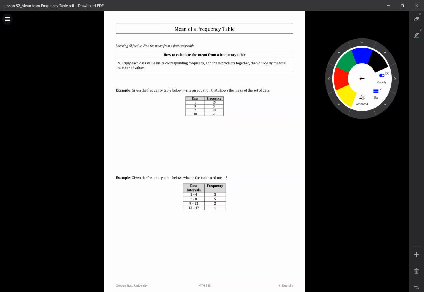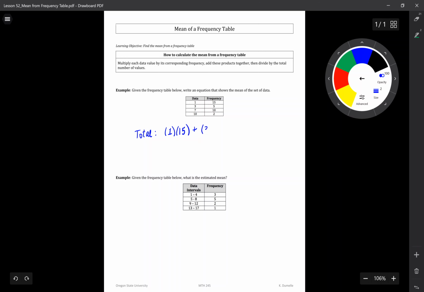In order to calculate the mean from a frequency table, I multiply each data value by its corresponding frequency. I add all of these products together, and then I divide by the total number of values. So I want to figure out the mean of this data set here. This point right here, 1 15, tells me that the data point 1 occurs 15 times. So what I do is I take 1, my data value, and I multiply it by the frequency.